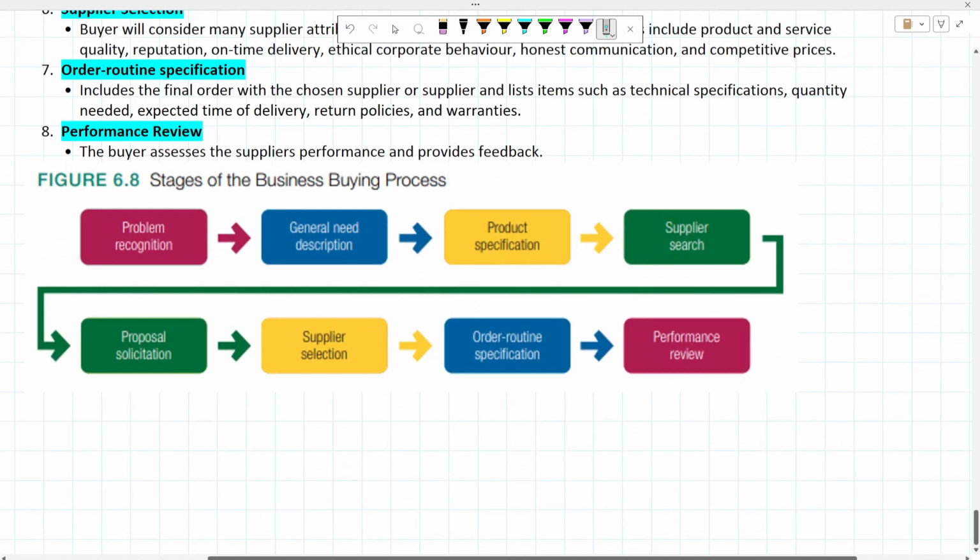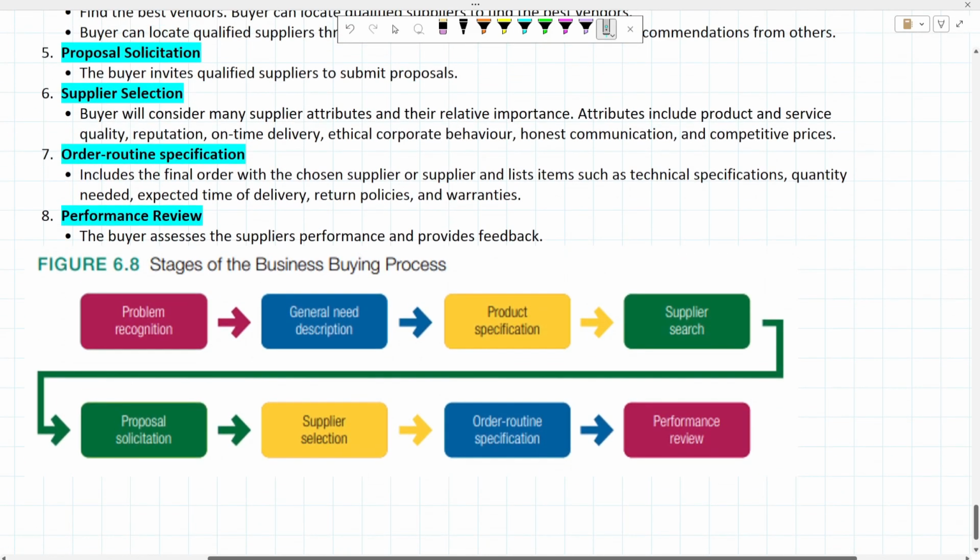Seven, order routine specification. This includes the final order with the chosen supplier or suppliers and lists items such as technical specifications, quantity needed, expected time of delivery, return policies, and warranties. Eight, and the last one, you have performance review. So the buyer assesses the supplier's performance and provides feedback. So here on diagram 6.8, you have the stages of the buying process. This is just a visualization of it.